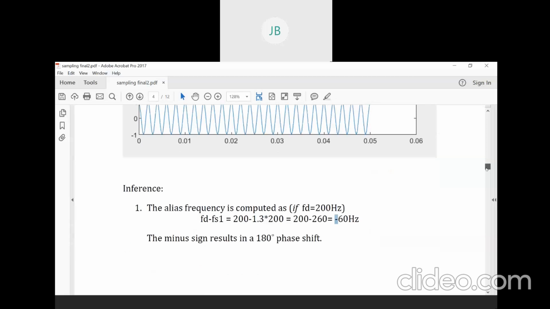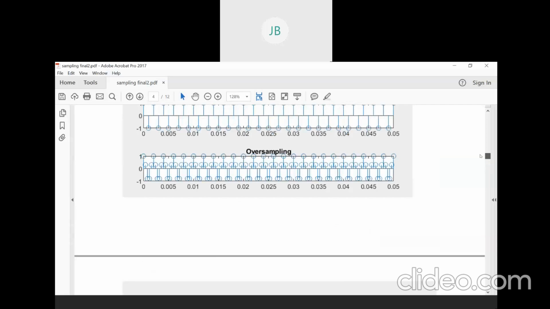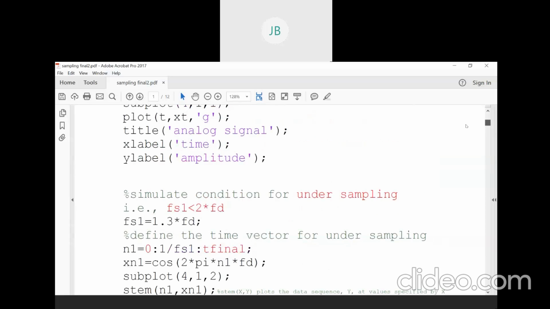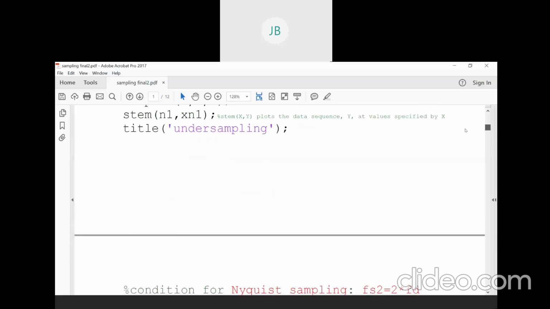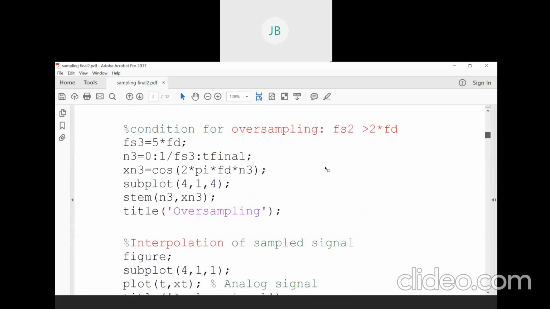So this is how to interpret the code. I explained the sampling cases, how it is done with the help of these MATLAB commands, and also explained the second part, that is reconstruction using interpolation. We reconstructed the three cases, right? Undersampling, Nyquist sampling, and oversampling. So the same code we will try to execute in MATLAB.